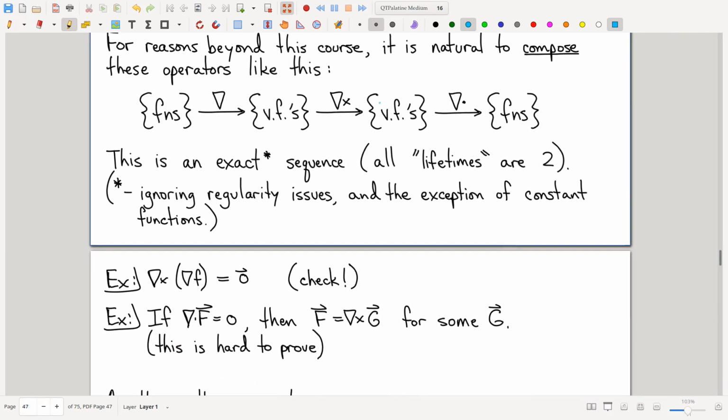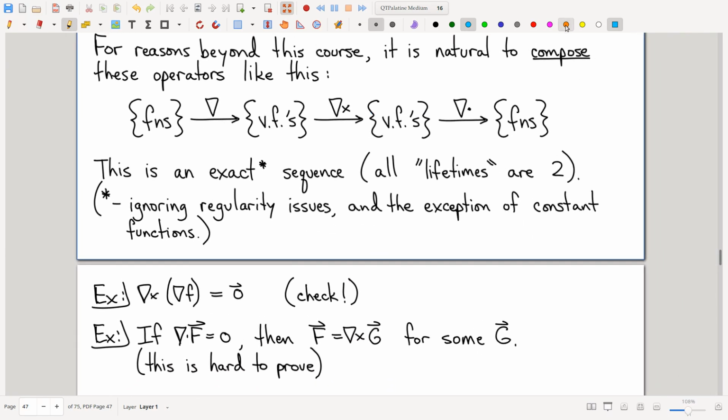And again, for very, very deep reasons. The one example I can show you right now is this claim right here. I claim that all lifetimes are 2. This is a metaphor that I don't know if I created this or if I'm remembering it from so long ago. I don't remember who told me, but I think it's a nice little metaphor. The idea is, for example, if you have a scalar valued function, and if you compute its gradient to get a vector field, that vector field, if you compute the curl, will give you 0. And I call this a lifetime of 2.